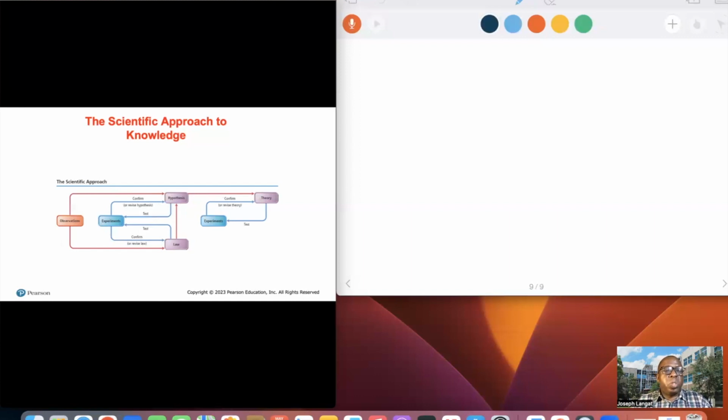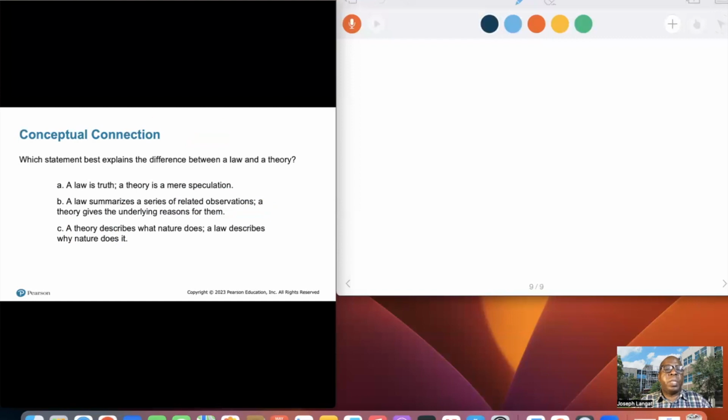You should be able to explain what a hypothesis is, a scientific law, a theory, an experiment, an observation, and so forth. That's what I want you to understand, all right? Here is an example of a question you may see.